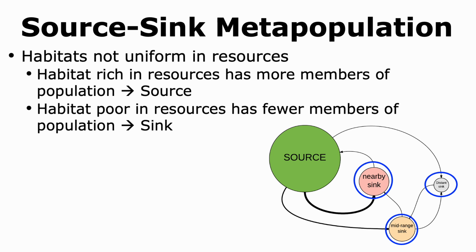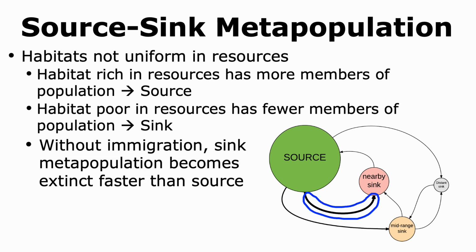Thus, sink populations generally exist in low-quality habitats where deaths exceed the births. The sink populations are sustained by immigration from the surrounding source populations. Without immigration, the sink metapopulation will go extinct faster than the source.